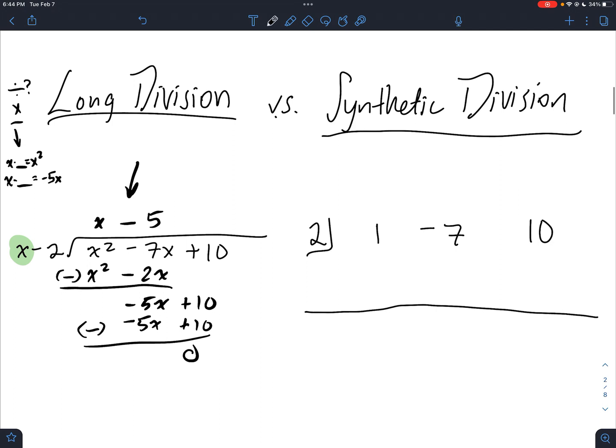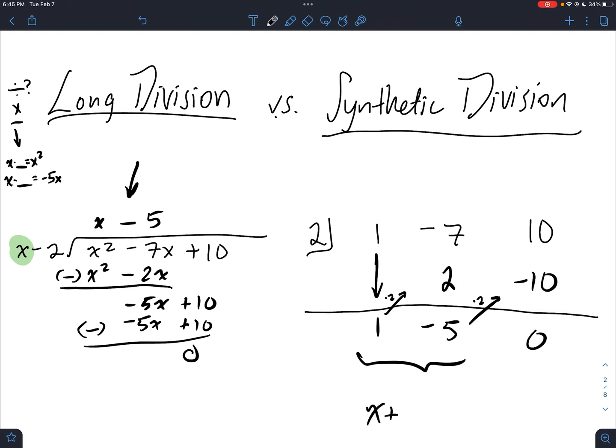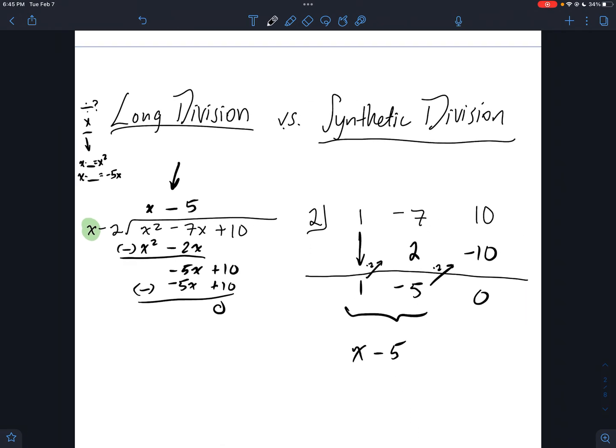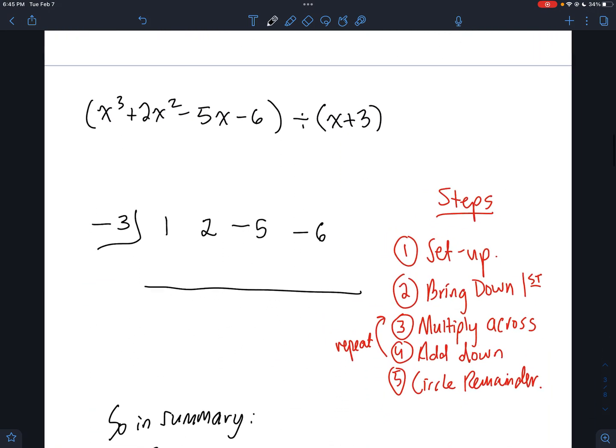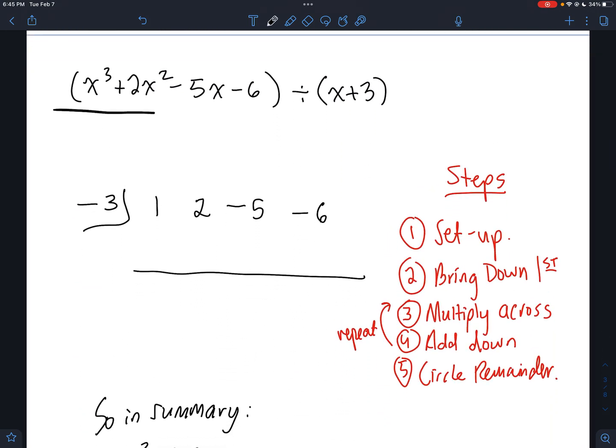Synthetic, though, does the same steps, but just kind of cuts out the middle. So what you do is you bring down the first number, and you multiply this way by 2. You add down, and then you do it again. Multiply by 2. You get negative 10. You add down. You get 0. And this is your answer: x plus negative 5. So it's really, really nice. So let's take a look at the steps so that you're able to do it.